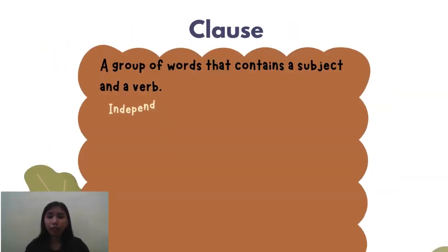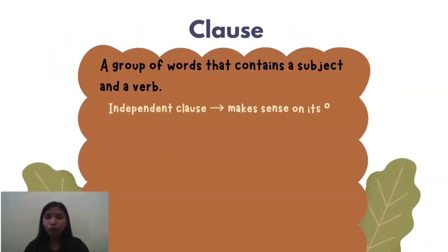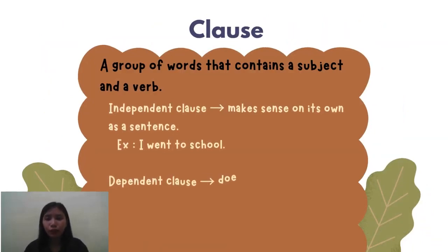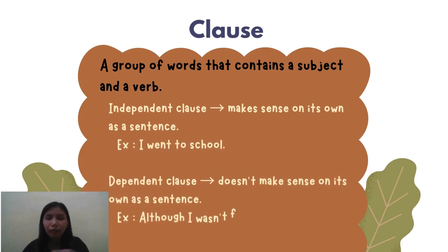We move to the clause. A clause is a group of words that contains a subject and a verb. So clauses can be divided into 2. The first is the independent clause. An independent clause is a clause that makes sense on its own as a sentence. So we can say it can stand alone. For example, in the sentence, I went to school. And then the second is the dependent clause. A dependent clause doesn't make sense on its own as a sentence, so it cannot stand alone. For example, in the sentence, although I wasn't feeling well, I went to school.